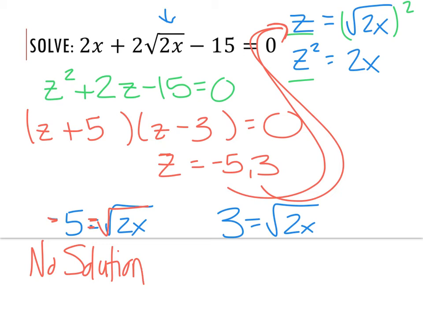That one's tricky because I would have just squared both sides, but you can't, because you can't square a root and get a negative number out. So that one ends up being no solution.